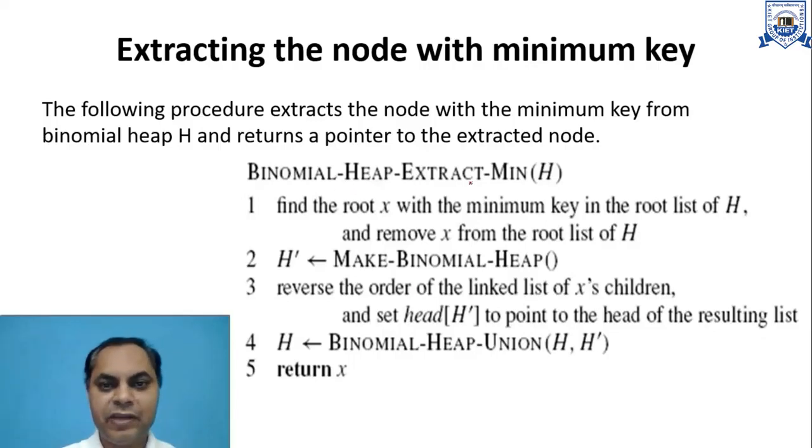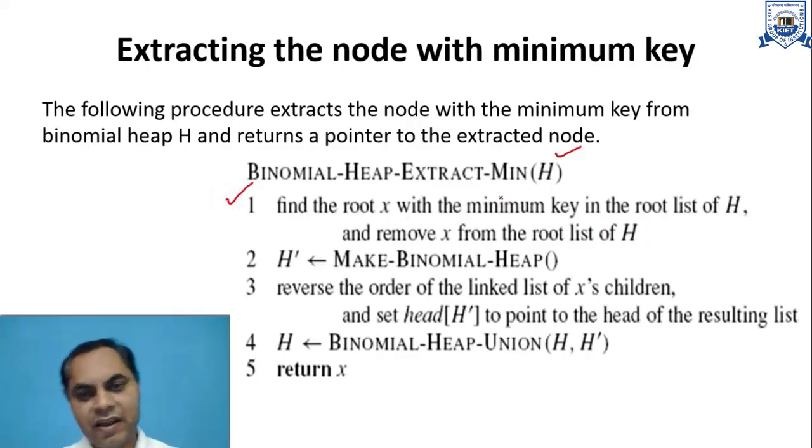Binomial heap extract min will accept the existing binomial heap, then it will find the root x with the minimum key in the root list of H and remove x from the root list of H. In line number 1 we will process the whole root list of the existing binomial heap and find the minimum key. After finding the minimum key, we will remove that particular node from the root list of H. Now in line number 2 we will create an empty binomial heap H dash.